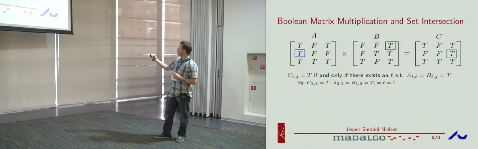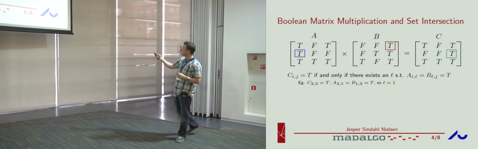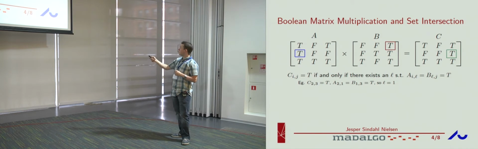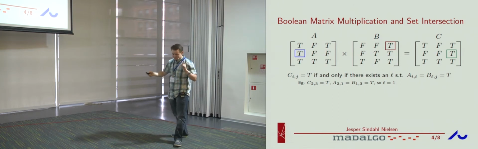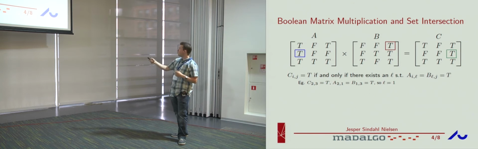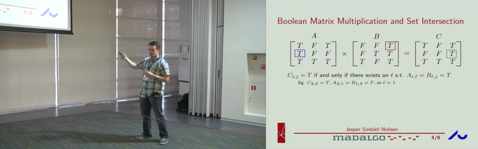This one is true if and only if there exists a column in A where, right, we're in the second row. We're in the second row, and this one will be true if and only if there exists a column of A in the second row of A, such that in the same row of B, the column will be true.